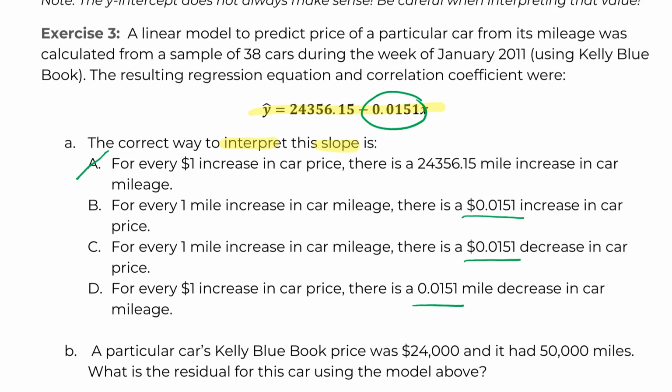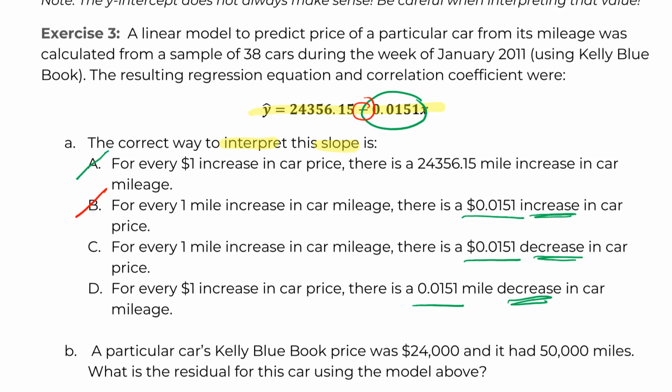We might even read a little bit further without even looking at the question stem. We see that we're either talking about an increase in car price or a decrease in car price. And we know with a negative slope, we're going to be decreasing our y variable. So we can get rid of B as well.